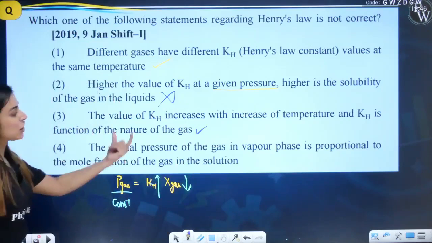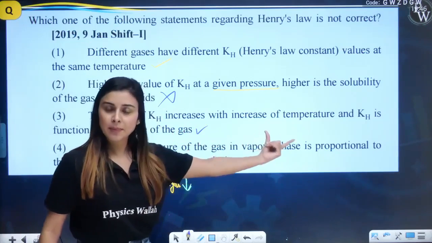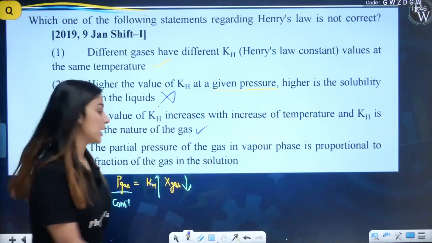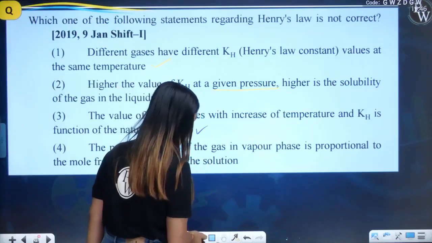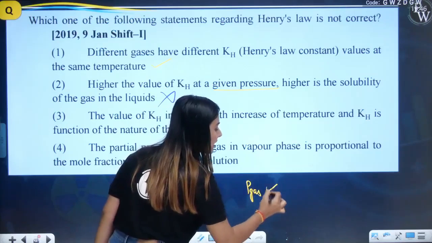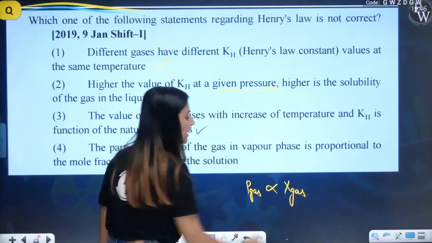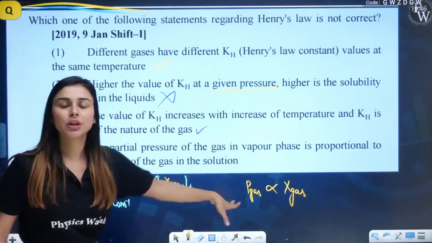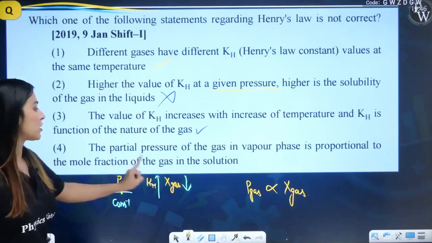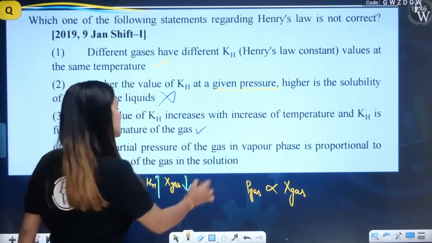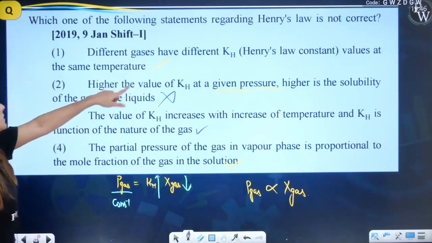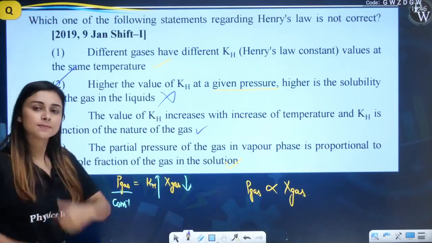Fourth, the partial pressure of the gas in vapor phase is proportional to the mole fraction of the gas in the solution. I told you the expression, partial pressure of the gas is directly proportional to the mole fraction of the gas. It is just defining this particular expression. So this statement is also correct. So only one statement is incorrect, and that is your second statement. So option 2 is your correct answer.